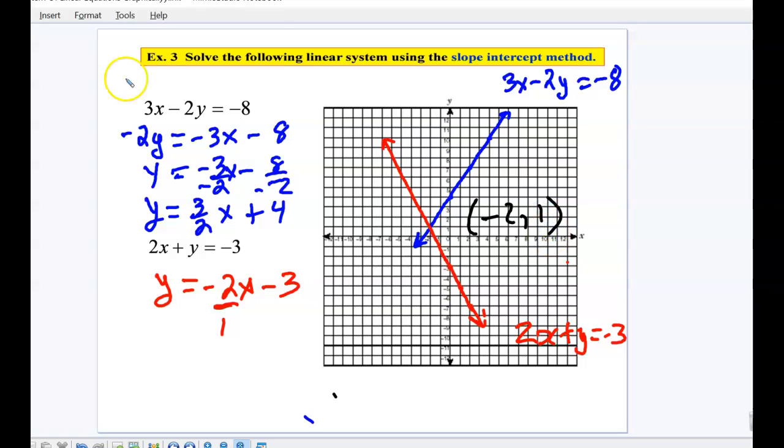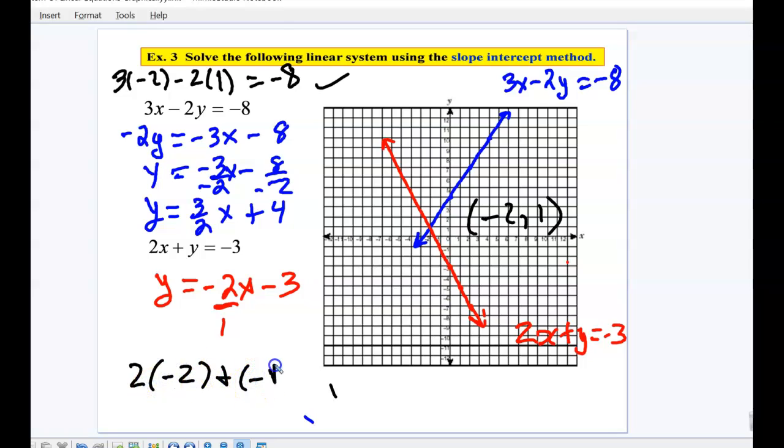So again, I can verify by putting negative 2 in for x and 1 in for y. And does that equal negative 8? Well, negative 6 minus 2 is negative 8, so that's correct. Again, I could put negative 2 in for x and a 1 in for y. If I multiply these together, I get negative 4, and negative 4 plus 1 is negative 3. This is the valid solution as well. So that coordinate is correct. So again, to find a solution to a linear system, all you need to do is graph each line and find where they cross.